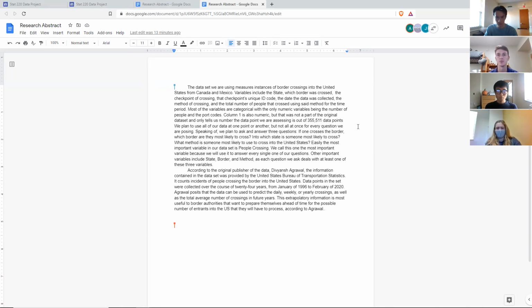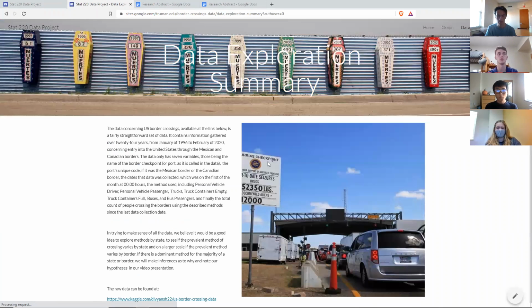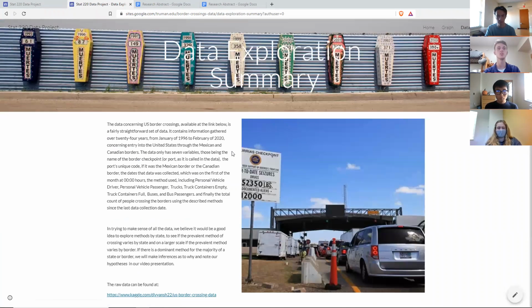So this extrapolatory information is most useful to border authorities that want to prepare themselves ahead of time for a possible number of entrants into the U.S. that they will have to process, according to Agrawal. So with that, we will move on to site pages.